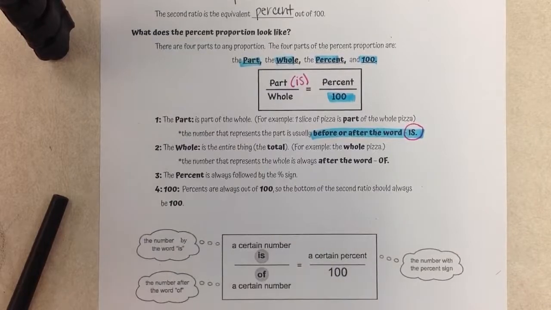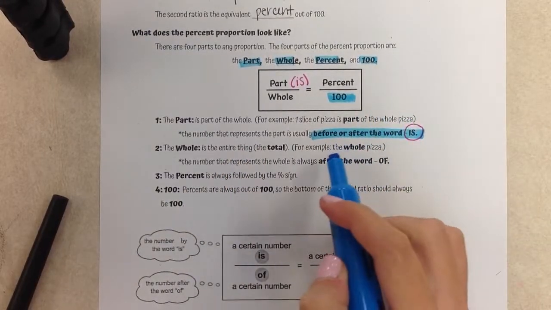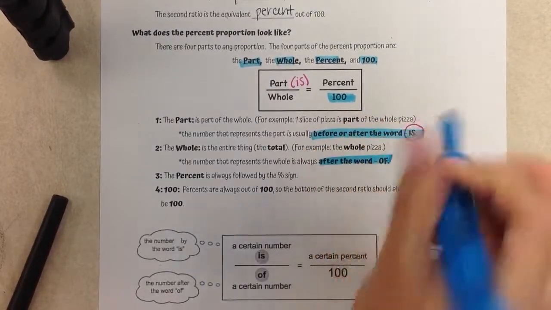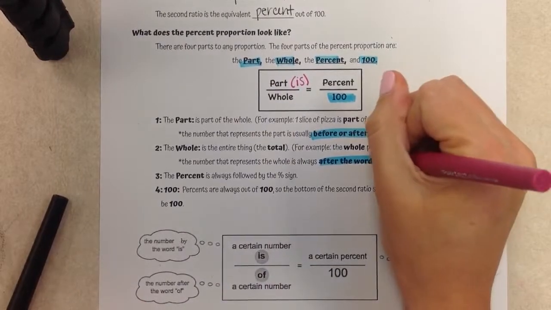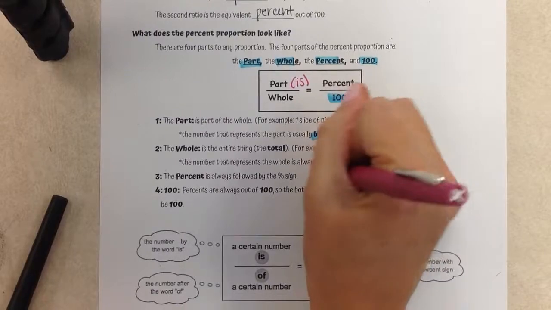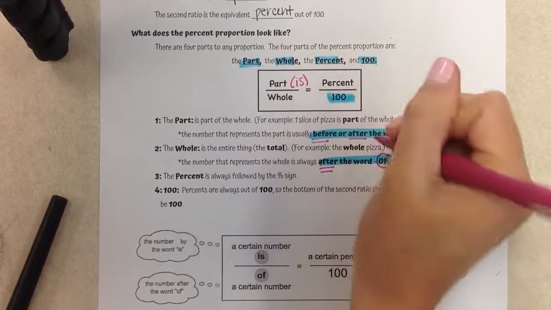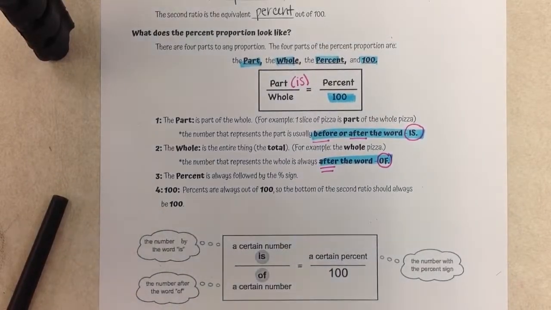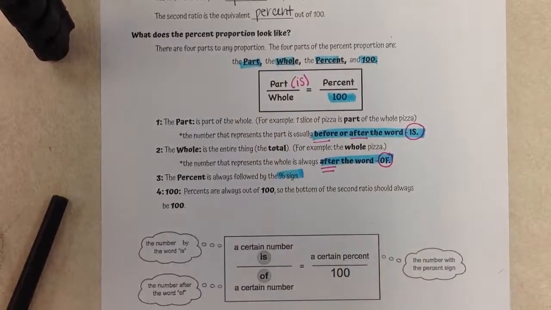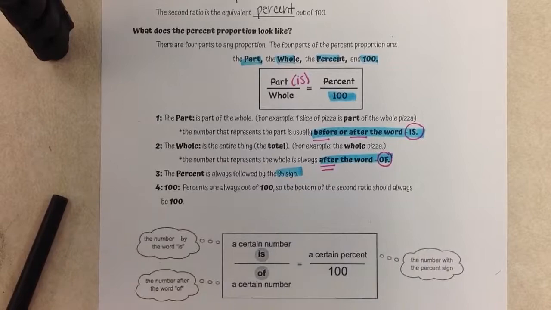Versus the whole is the entire thing, the total amount, okay? For example, the whole entire pizza would be the whole pizza. The key part here is that it's always after the word of, so our key word is of. So I think it's easier to identify the whole because it's always going to be after the word of. Versus the word is, it could be before or after it, okay? Then we have our percent, which is always followed by the percent sign, and then it's always out of 100. So the bottom ratio should always be 100.